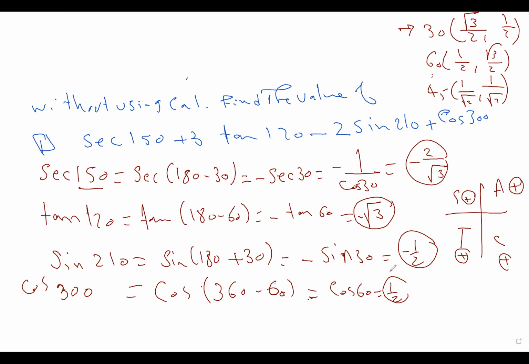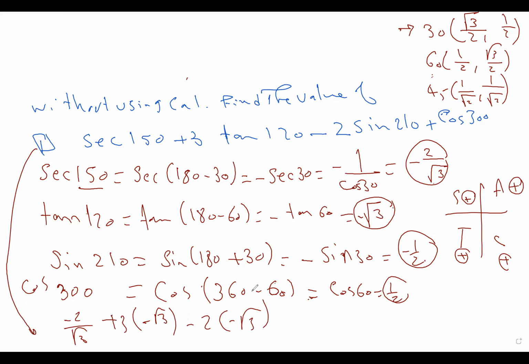And you can find the result of the whole expression. Sec 150 means negative 2 over root 3, plus 3 tan 120, which is negative root 3, minus 2 sine 210, which is negative half, plus cosine 300, which is 1 over 2.